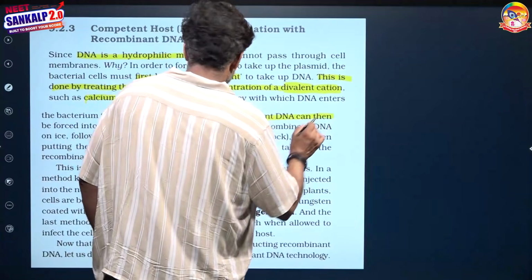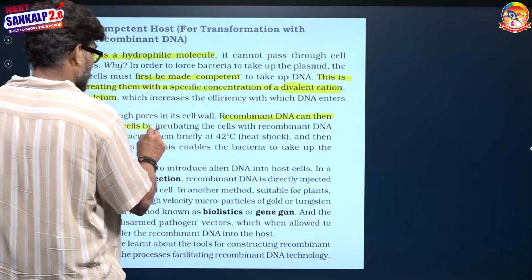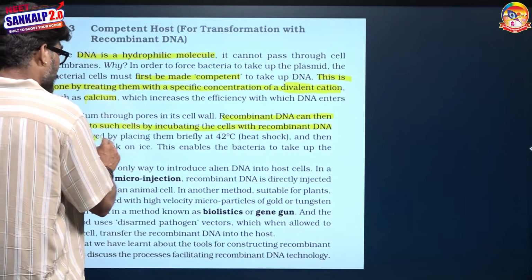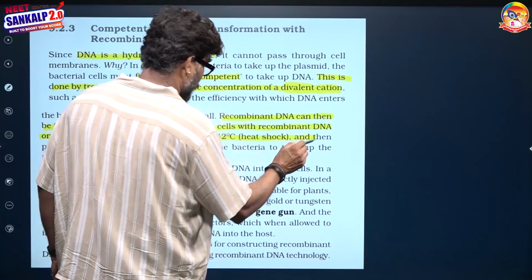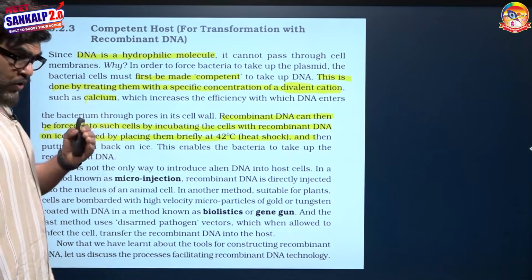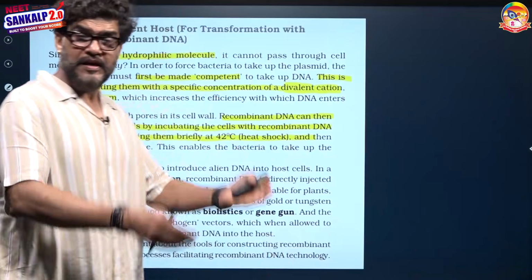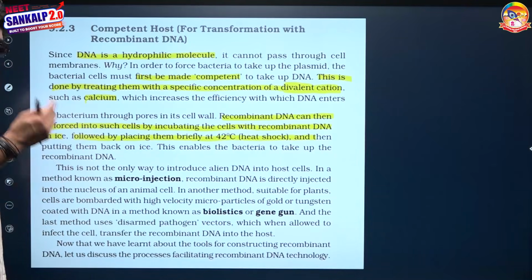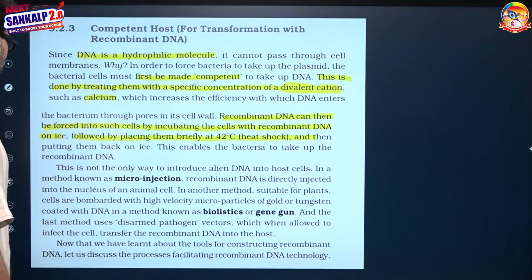Recombinant DNA can then be forced into such cells by incubating the cells with the recombinant DNA on ice, followed by placing them briefly at 42 degrees centigrade, a heat shock, and then putting them back into the ice. That means cold, heat, cold, in the presence of calcium. So this calcium and this heat shock enable the bacteria to take up the recombinant DNA. Besides this, some direct gene transfer methods are also mentioned.